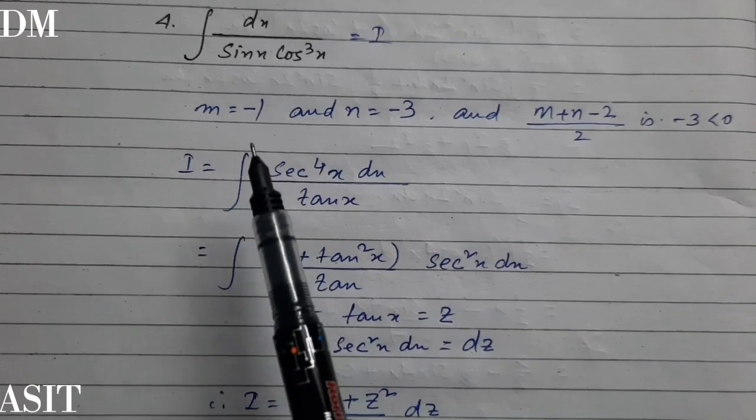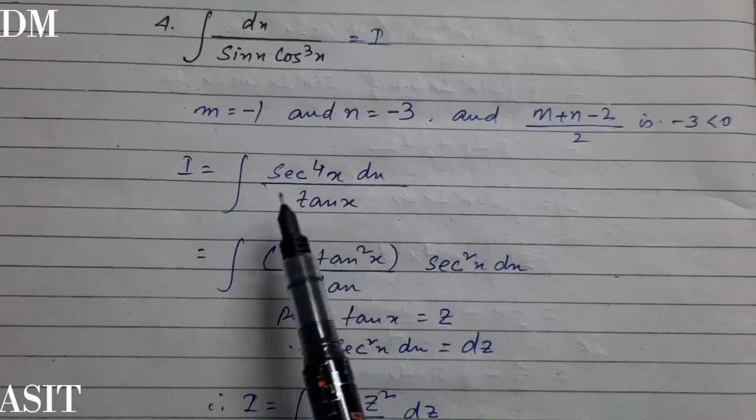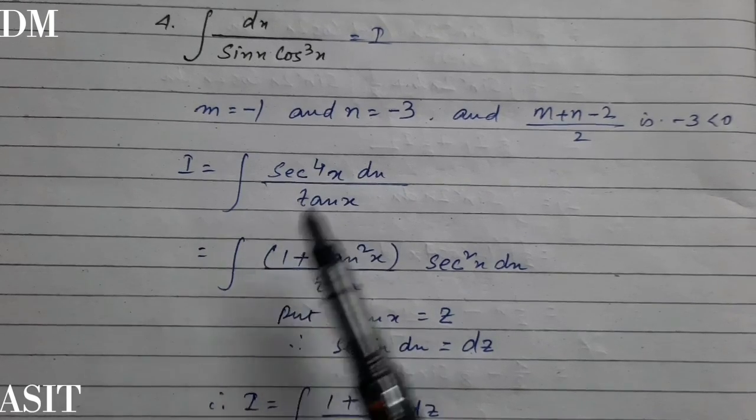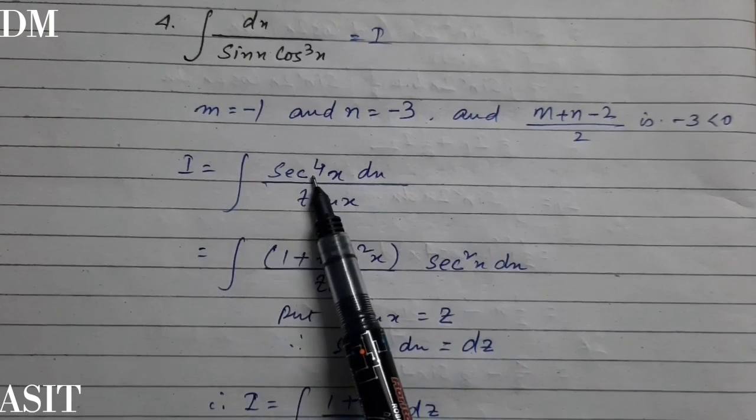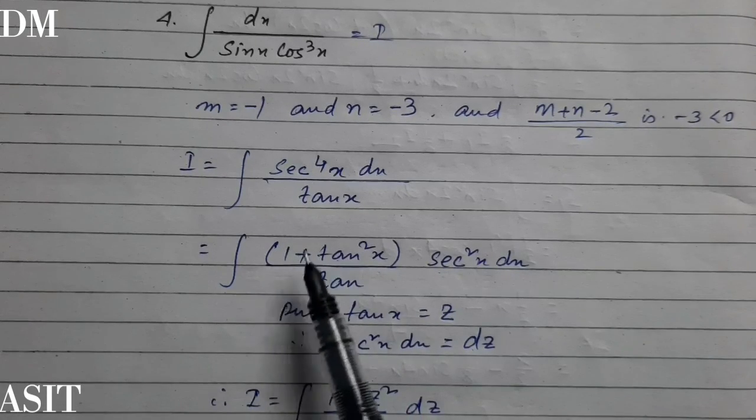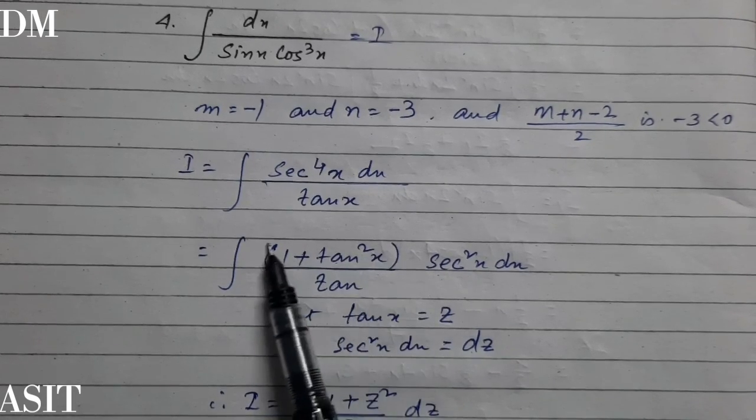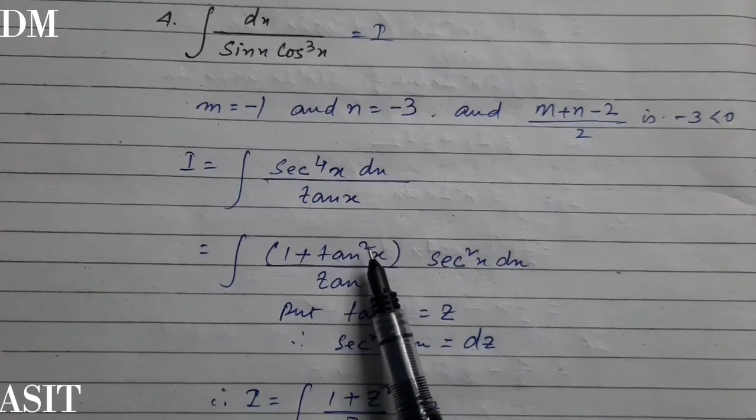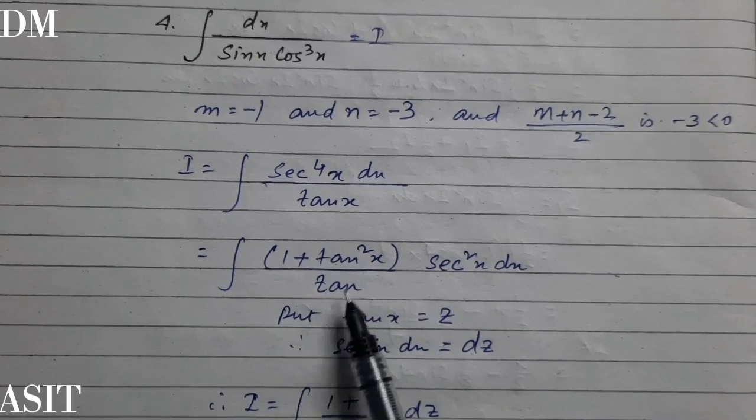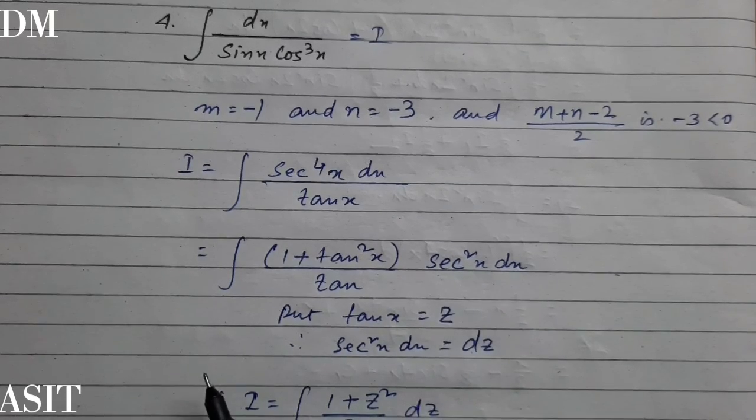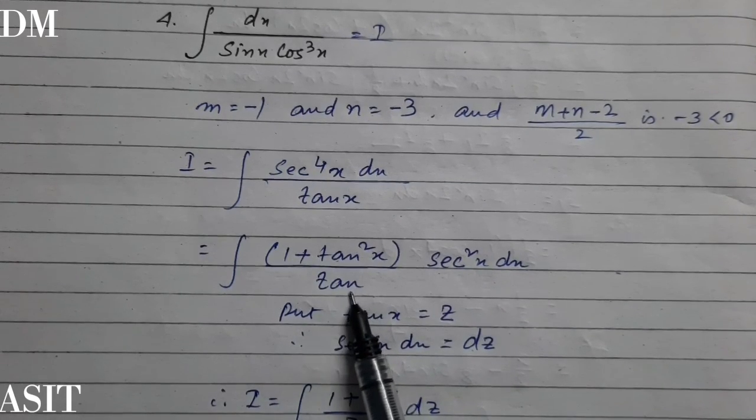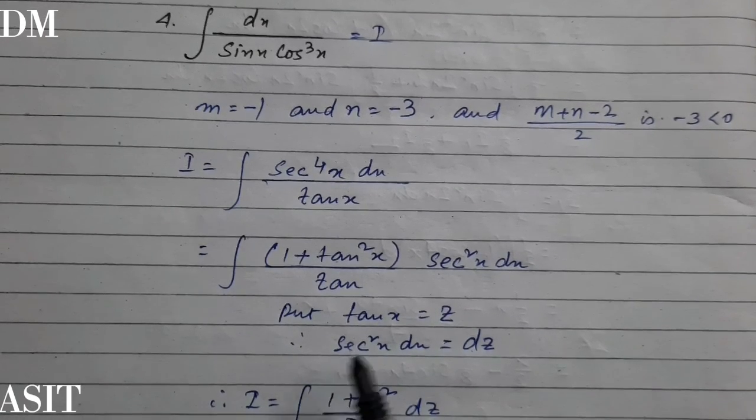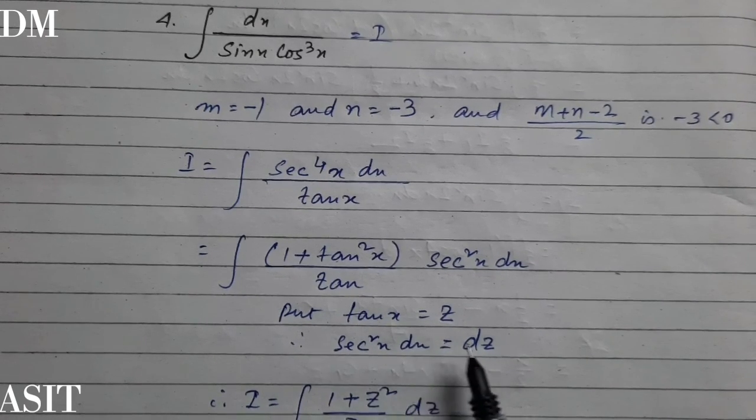Now let's see, if we multiply sec to the power 4x in both numerator and denominator, it will be sec to the power 4x by tan x dx. Now this sec to the power 4x can be written as sec square x into sec square x, and this is the formula of sec square x, that is 1 plus tan square x. So we can write 1 plus tan square x by tan x into sec square x dx. Now we can put tan x as z. So if I put tan x as z, we can write sec square x dx equals dz.